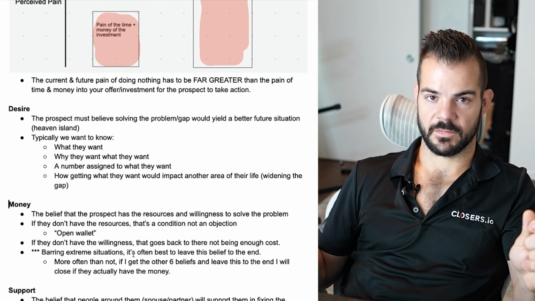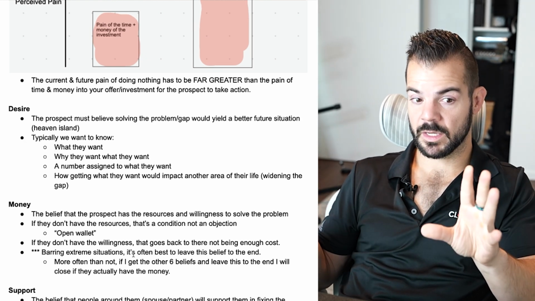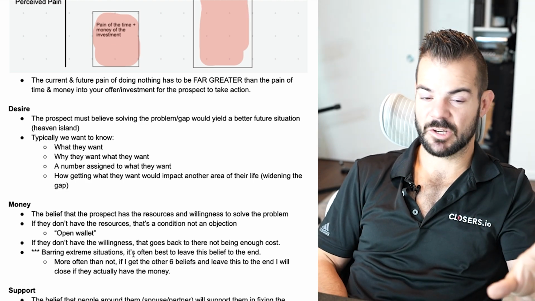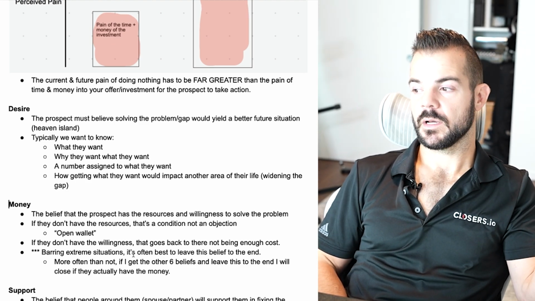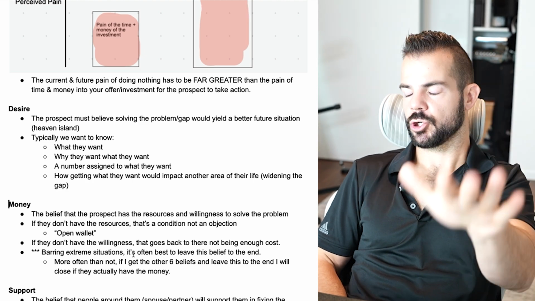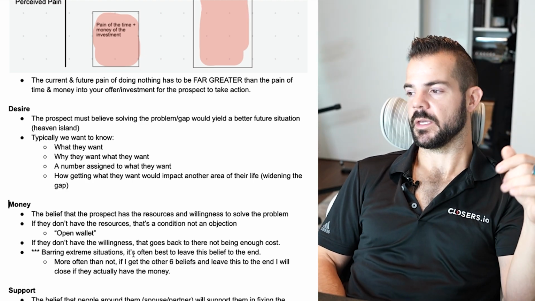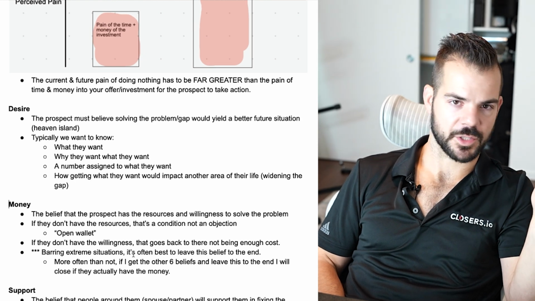That is a condition, not an objection, right? They really want to do it, but quite frankly, physically right now, they do not have the resources. Now, sure, they could sell their couch on eBay or something like that.